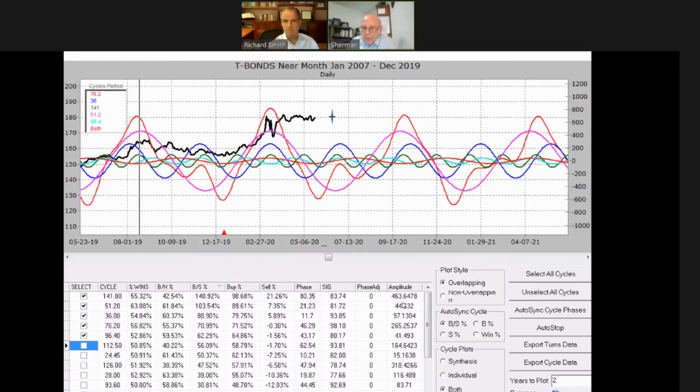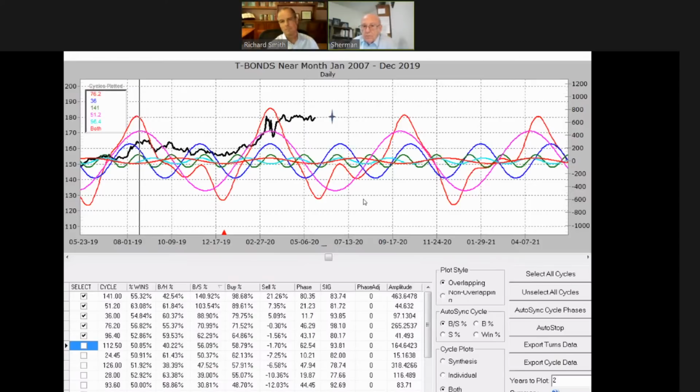So there's quite a variation in the amplitudes. It varies from 463 down to 44, up to 97, 265, and 41. So these different amplitudes show up in the wavy structure and height of amplitude on that particular cycle.